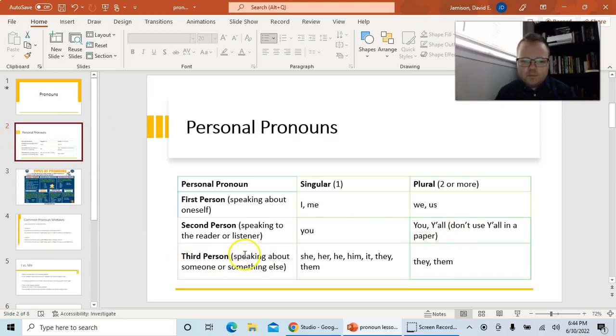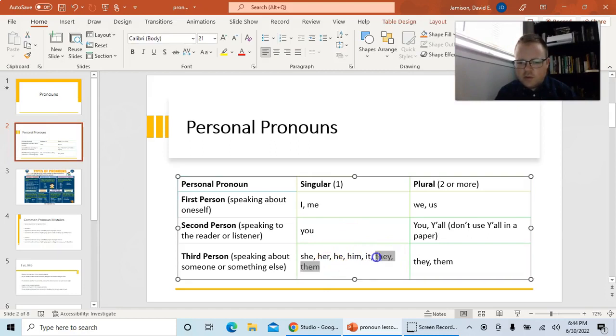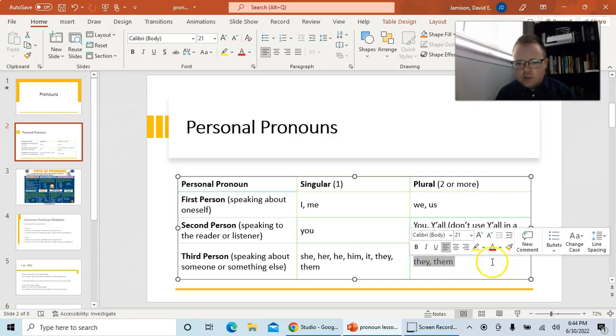Third person. So third person, again, speaking about someone else that isn't there. She or her for female types. He or him for male types. It, if you're talking about an object. They or them is generally how you'd want to refer to a person who doesn't want to use gendered pronouns or who doesn't have a specific pronoun, like a hypothetical person. And then they, them is generally how you'd want to refer to any of these for plurality.